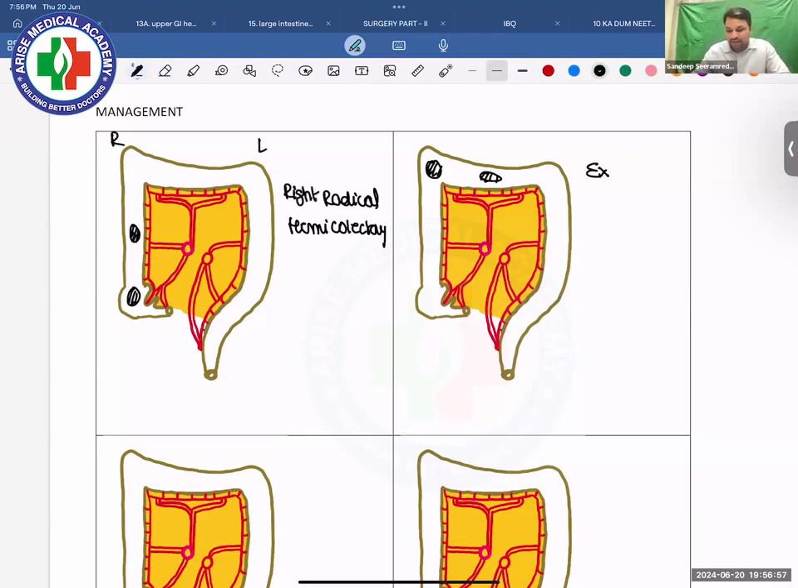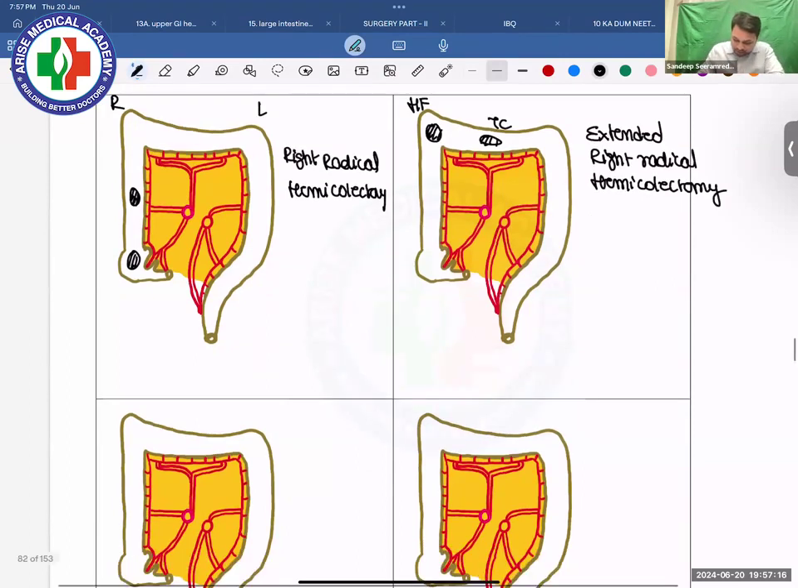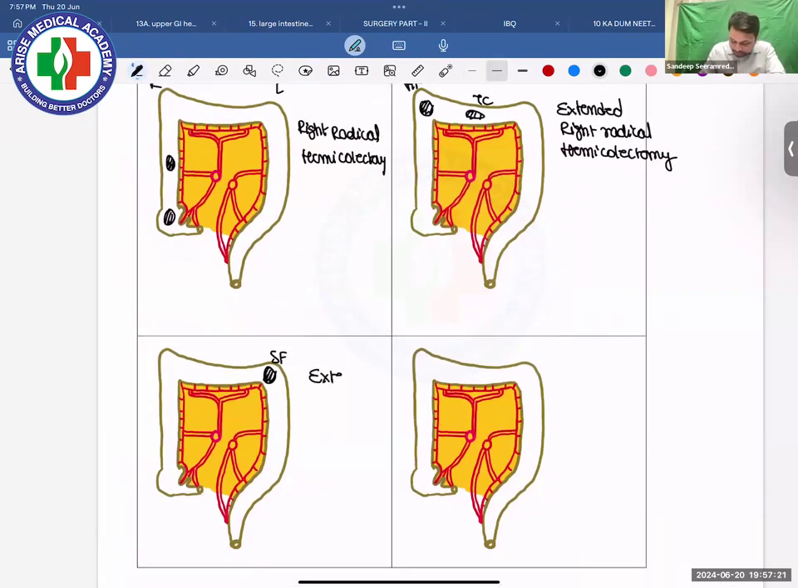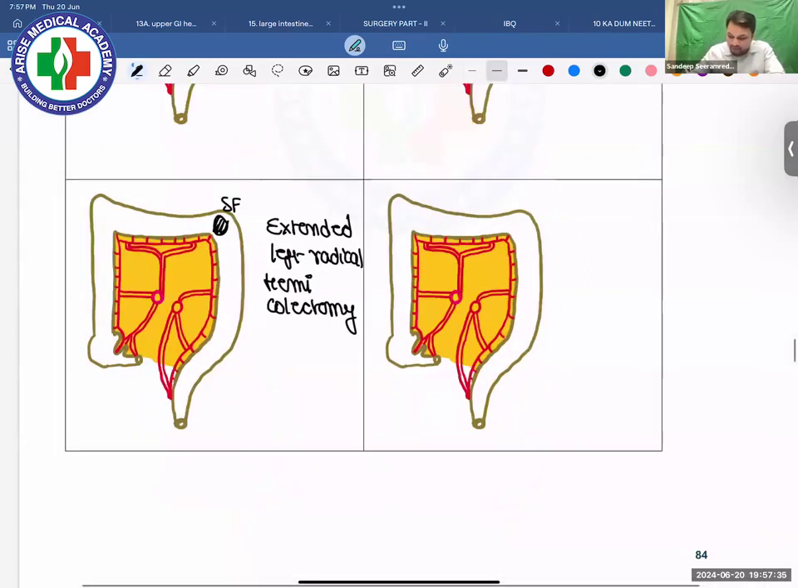This is your right radical hemicolectomy. If it is on the hepatic flexure, HF is your hepatic flexure, TC is your transverse colon, then here you have to go ahead with extended right radical hemicolectomy. If it is on the splenic flexure, then it is your extended left radical hemicolectomy.